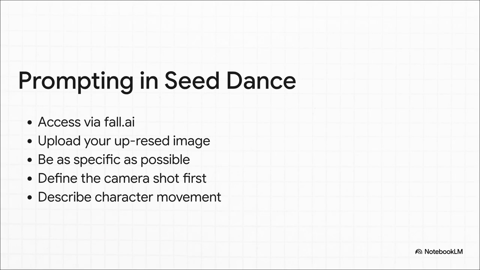So, how do you get the best results out of Seedance? Well, once you're in and you upload your high-res image, the name of the game is specificity. Here's a little pro tip for you. Structure your prompt by defining the camera shot first. For example, a smooth dolly shot moving left. Then, describe what your character is doing. This gives the AI a really clear framework to build on, and you'll get much better results.